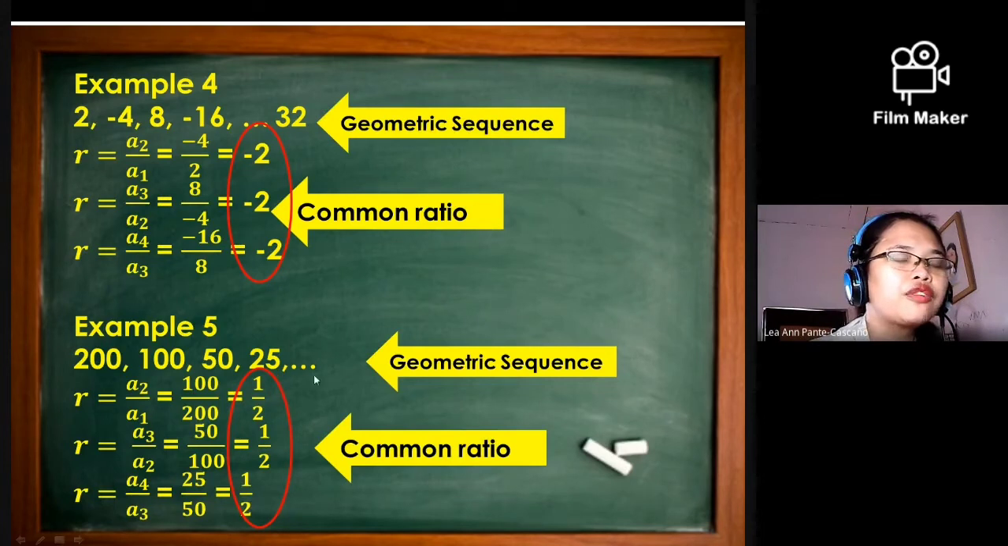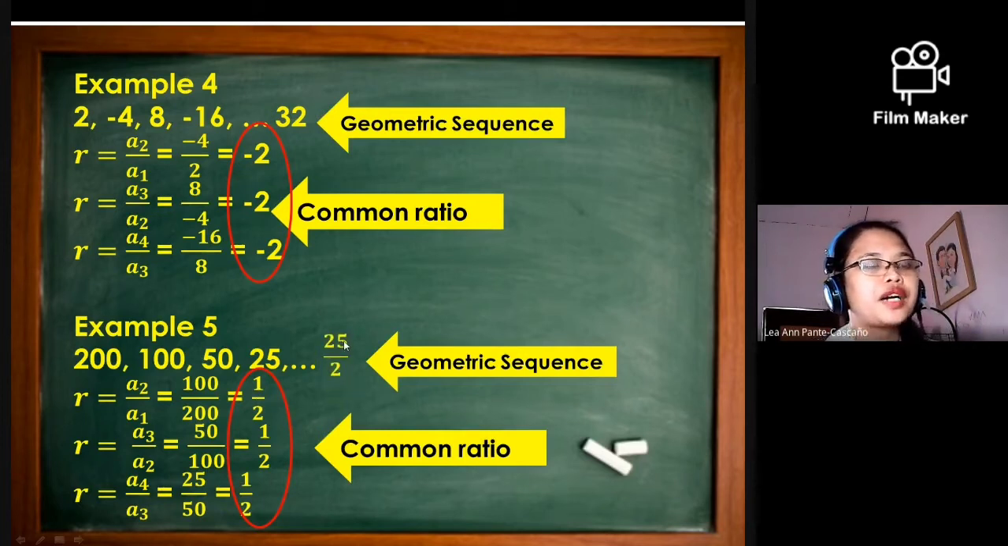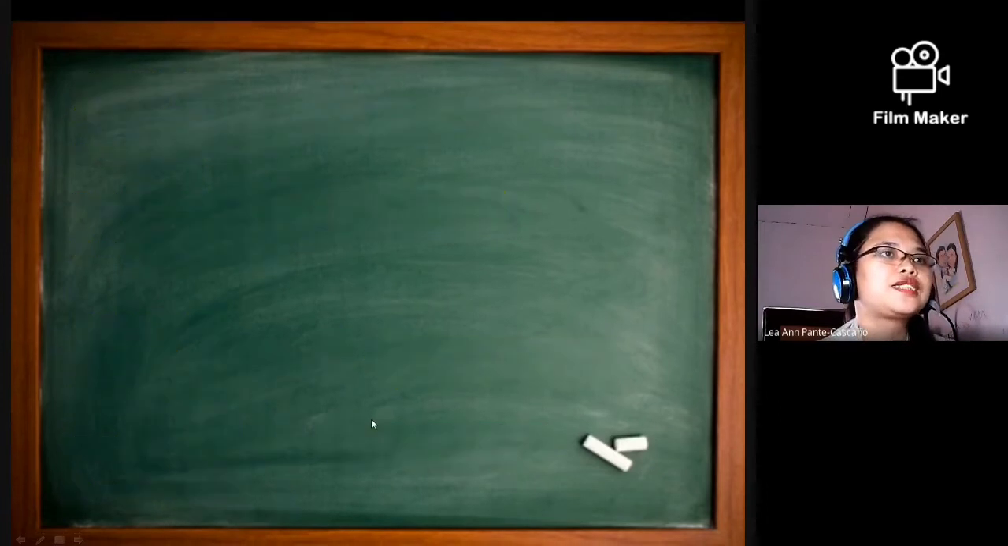Then multiply it now. For us to find the next term, multiply the last term or the fourth term. Multiply daw po natin si fourth term sa ating common ratio, which is 1 half. So 25 times 1 half. 25 times the numerator 1 is 25 over 2. So the next term is 25 over 2.